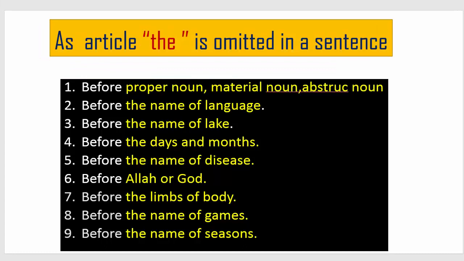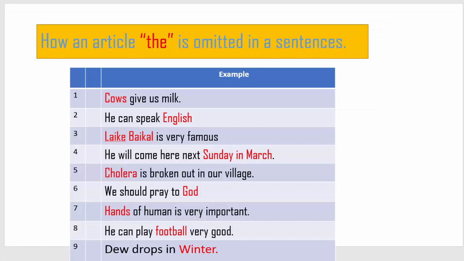Number four, before the days and month, and before the name of disease. We will come here next Sunday in March. Days and month, we cannot use the article the. Cholera is a special kind of disease. We should not use any article before this disease.